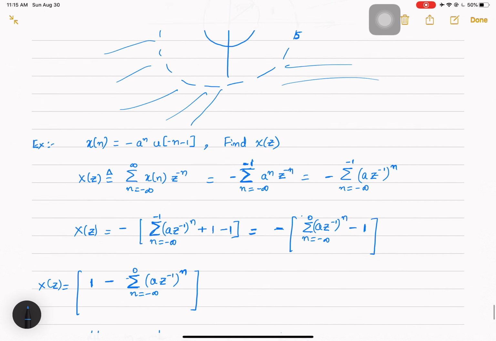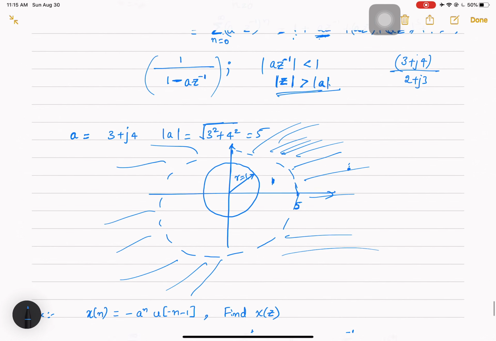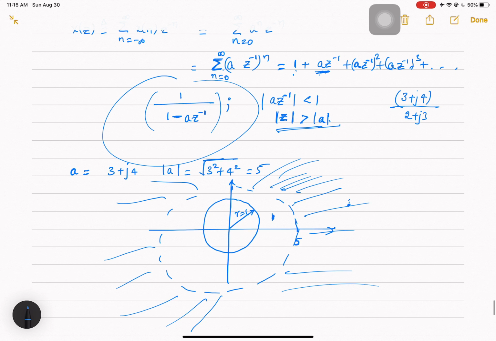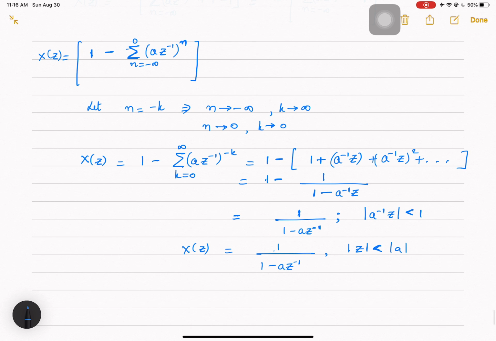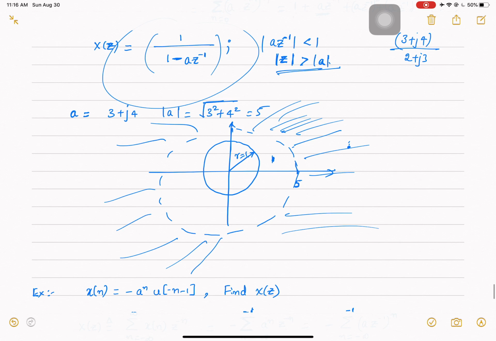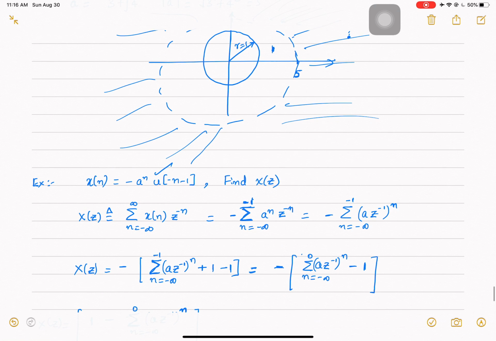Here we see that the z transform of a power n into u of n and the z transform of minus of a power n u of minus n minus 1 are the same, except that these two exist in different regions. Wherever the z transform of one exists, the other doesn't exist, and wherever the z transform of a power n u of minus n minus 1 exists, the other one doesn't exist.